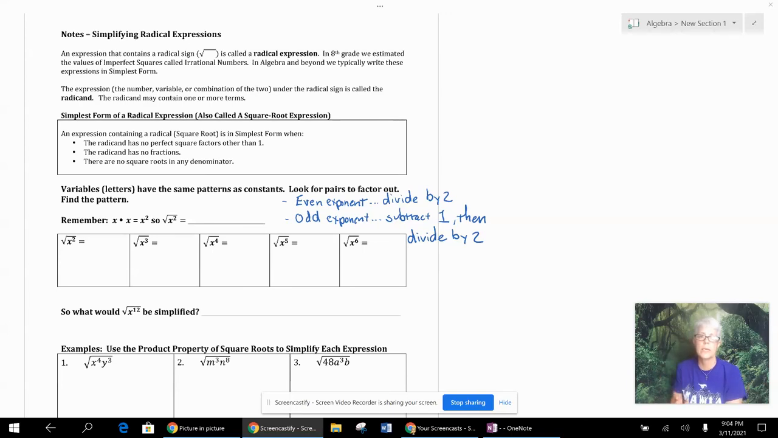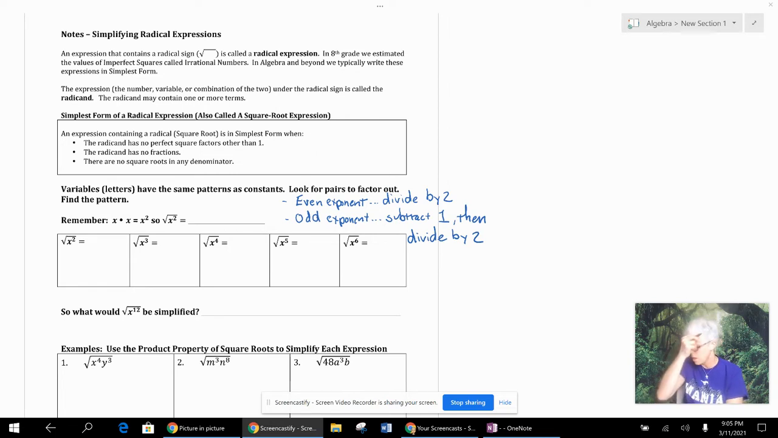Hey guys, we're going to continue simplifying radicals, only this time there's going to be exponents. So we need to remember our exponent rules. That is, when I'm multiplying, it's the same as adding the exponents. When I'm dividing, it's the same as subtracting.